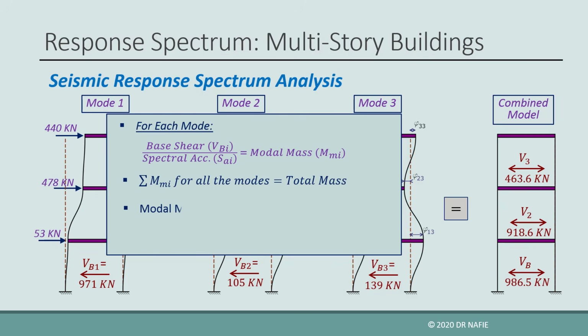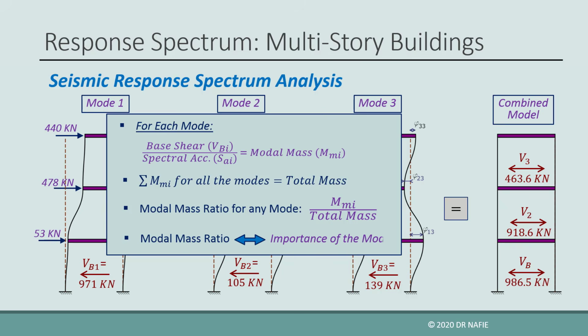If we divide the modal mass of any mode by the total mass of the building, we obtain a property called the modal mass ratio. The modal mass ratio of any mode is a measure of the importance of that mode in the final response of the building. If the modal mass ratio of a certain mode is very small, this means that this mode is not significant and can be ignored.